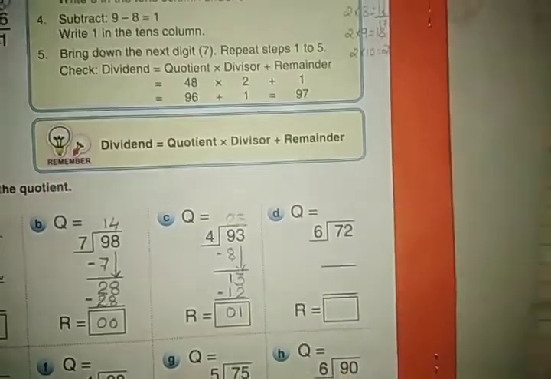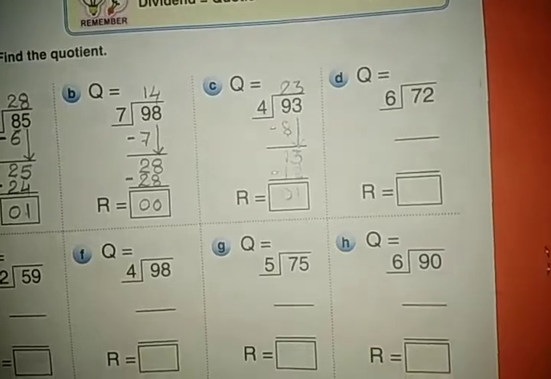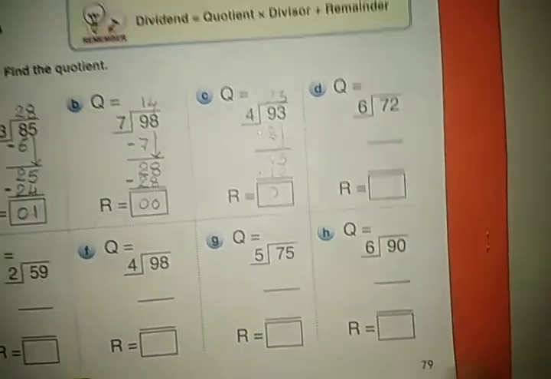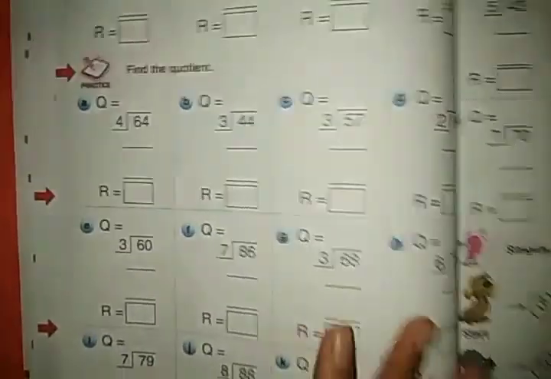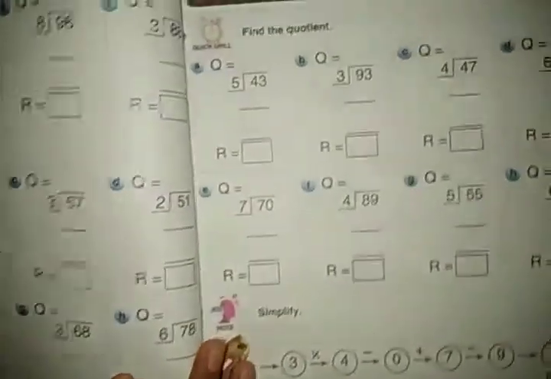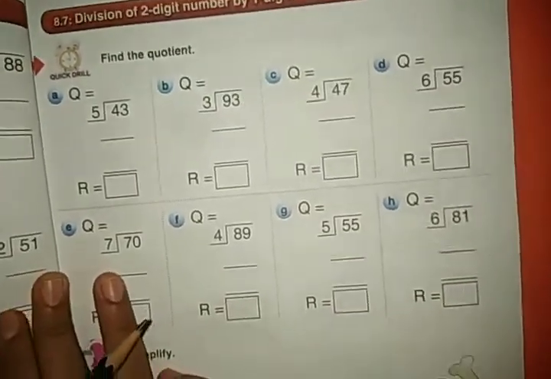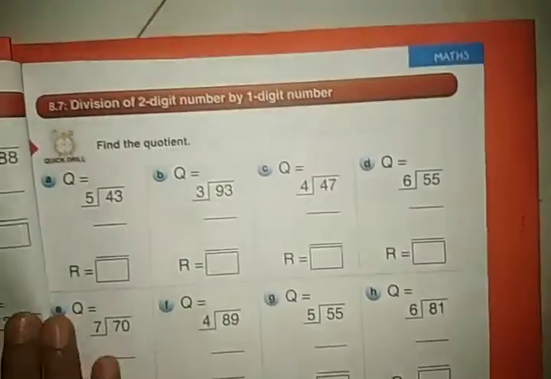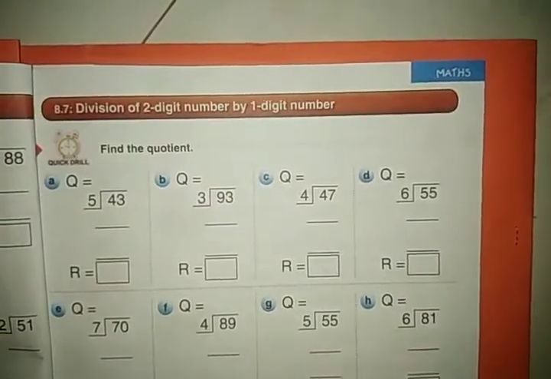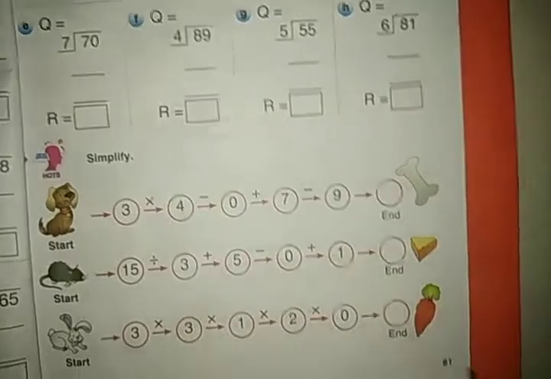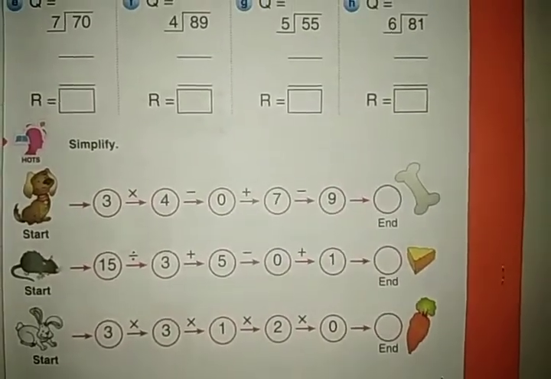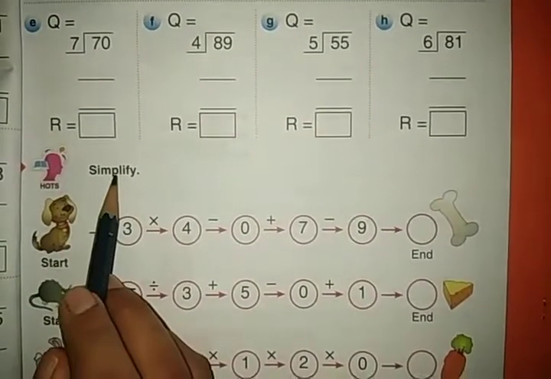Okay, solve the remaining sums, children. If you have any doubts, please do ask. Okay, solve the sums from page number 79, 80 and from page number 81. Take 2 days time, solve all the sums, learn the tables first. Solve these sums and send me. And there is one more exercise in page number 81, that is simplify.